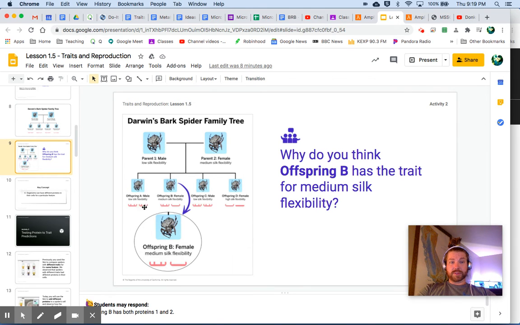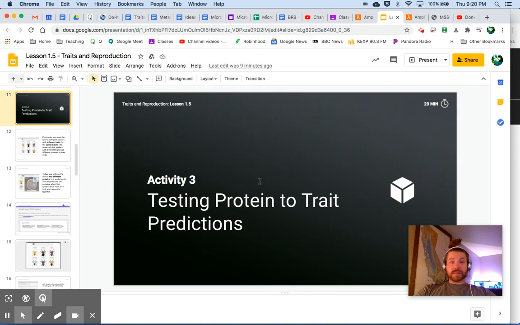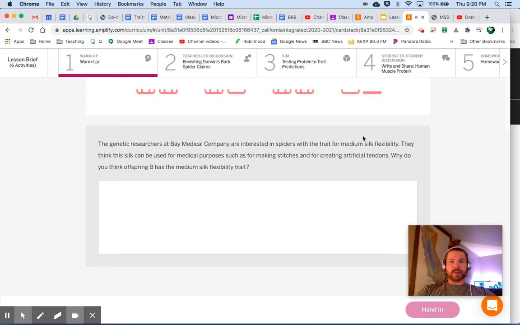So this is activity 3 in our lesson. So all the way over here. And we're going to be filling out some data tables. We're going to do this first one together, Greg, silk flexibility, but make sure you launch the Traits and Reproduction sim, use the sim to investigate how proteins affect spider traits, then record your results in the data table below. So let's walk through this first one together.